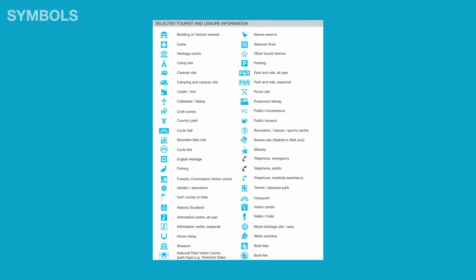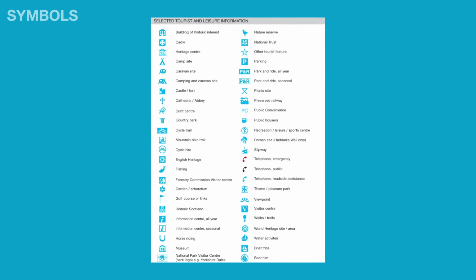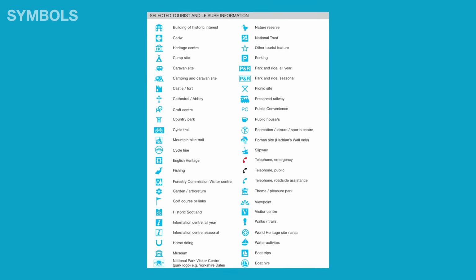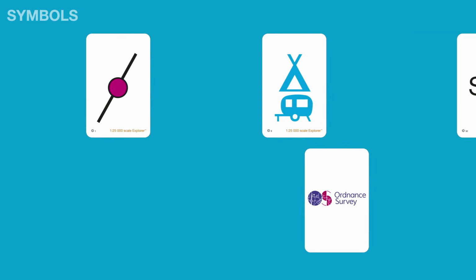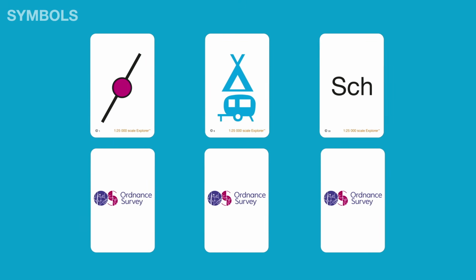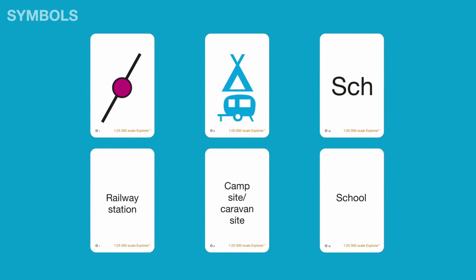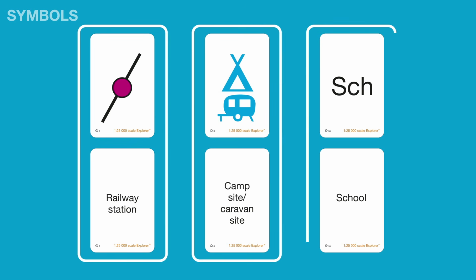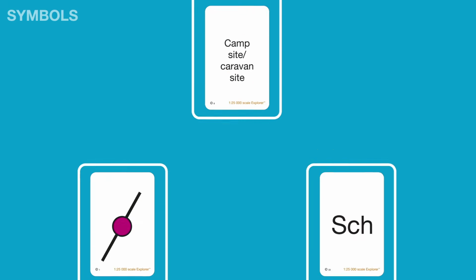Each map has a key or legend that shows the symbols and explains their meanings. A good way to learn map symbols is to use flashcards. Flashcards can be two sets of cards, one set showing the symbols and the other set giving the descriptions. By matching the two sets together, you can easily learn the different symbols that are found on an OS map.